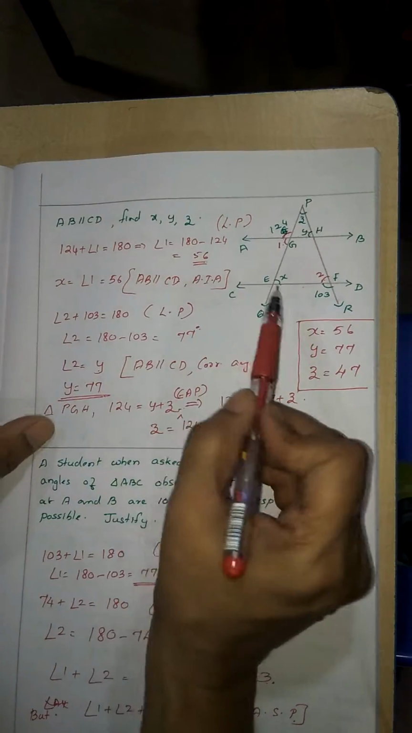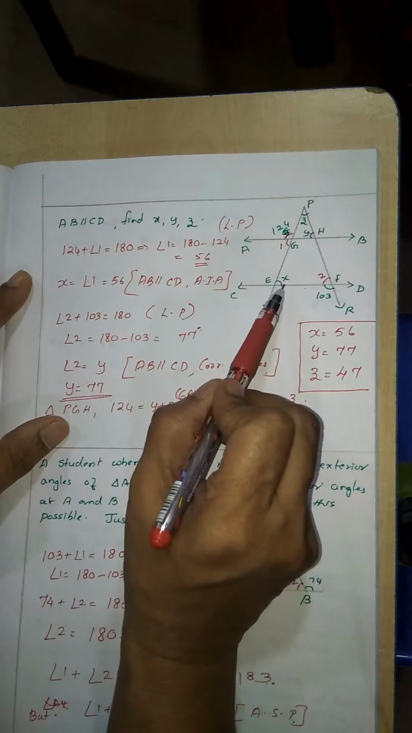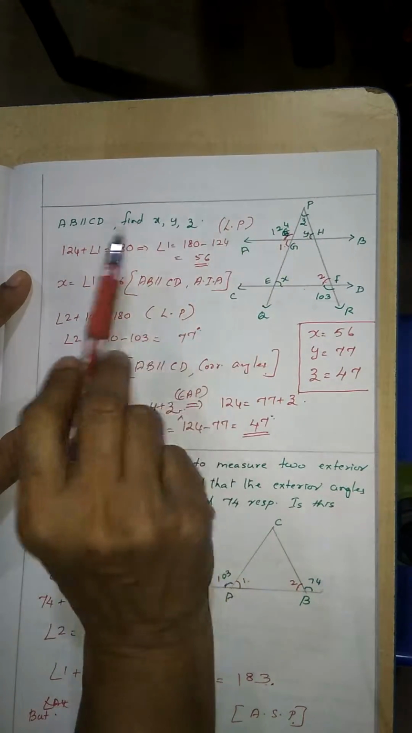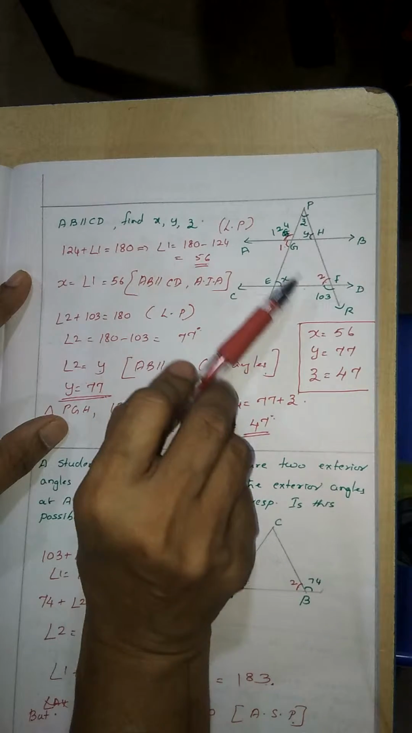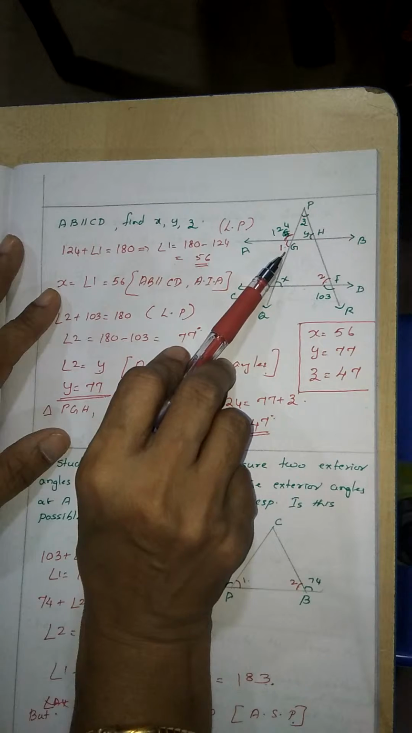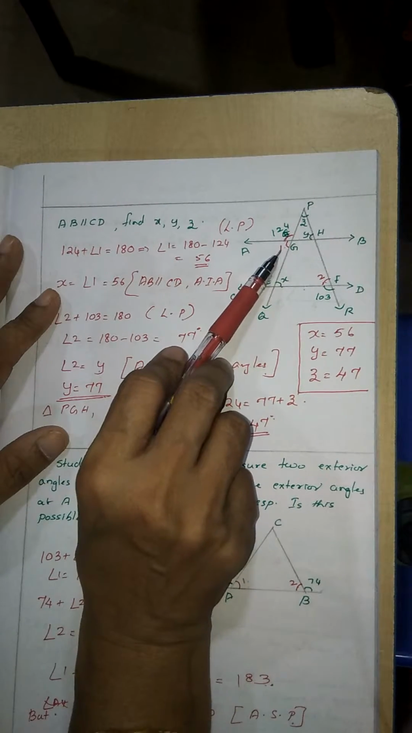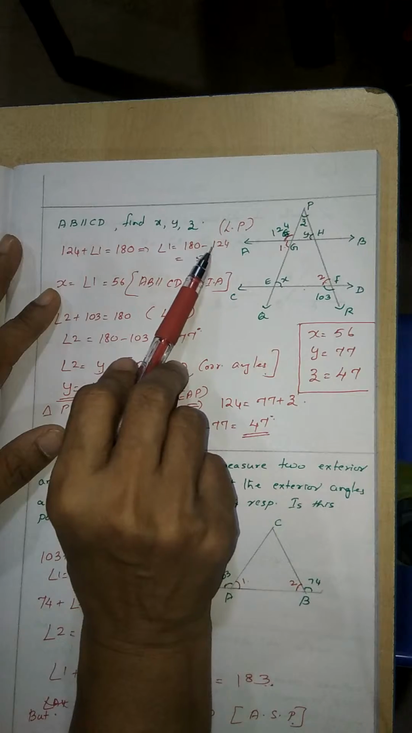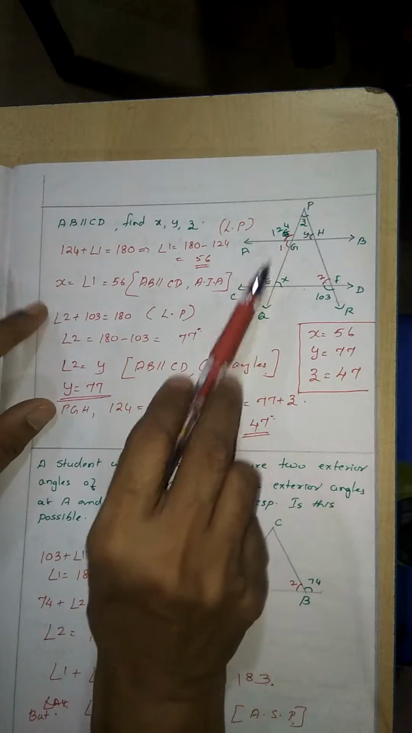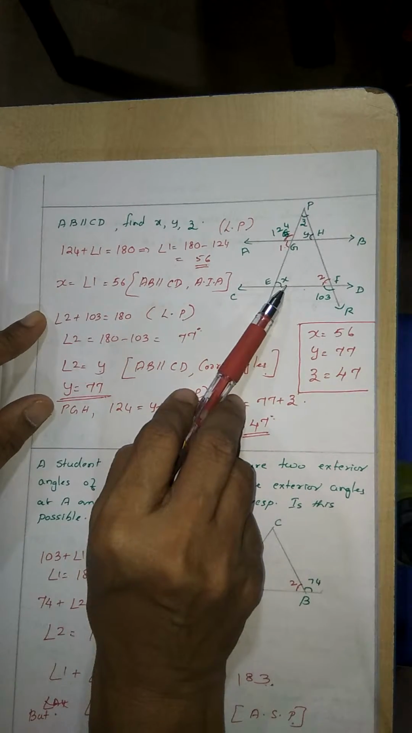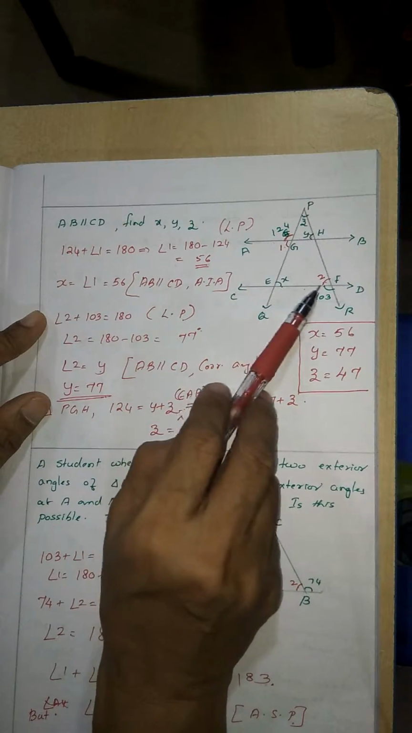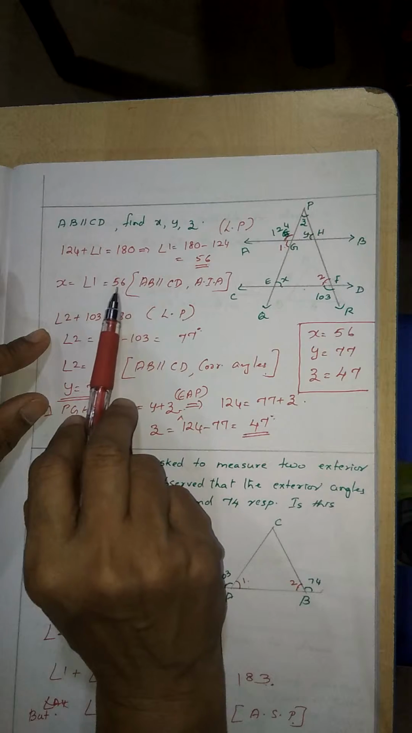Now in this figure, you have to find the value of x, y and z. These angles are given. This is 124 and this is 103. From these two angles, you can say these are linear pairs. So angle 1 is equal to 180 minus 124, which is 56. Now 1 and x form alternate interior angles because these two lines are parallel, that form the Z. So 1 is equal to x, therefore x is equal to 56.